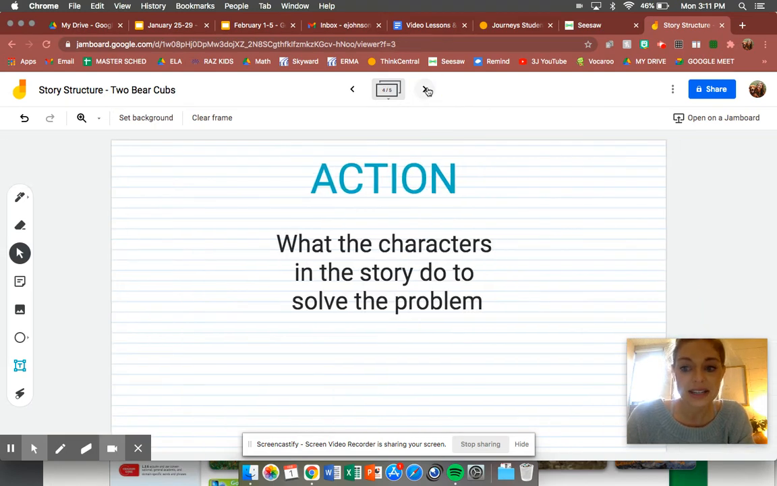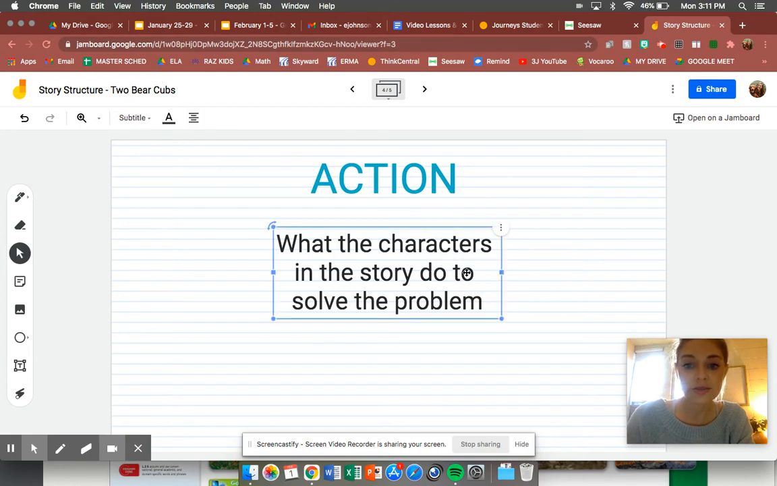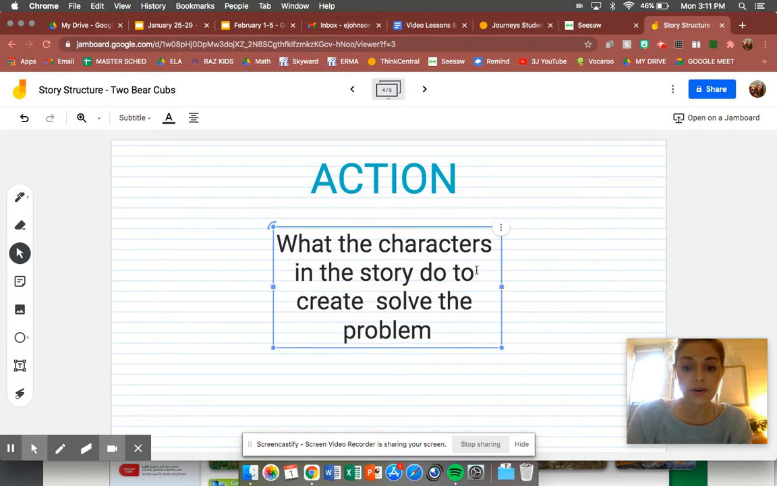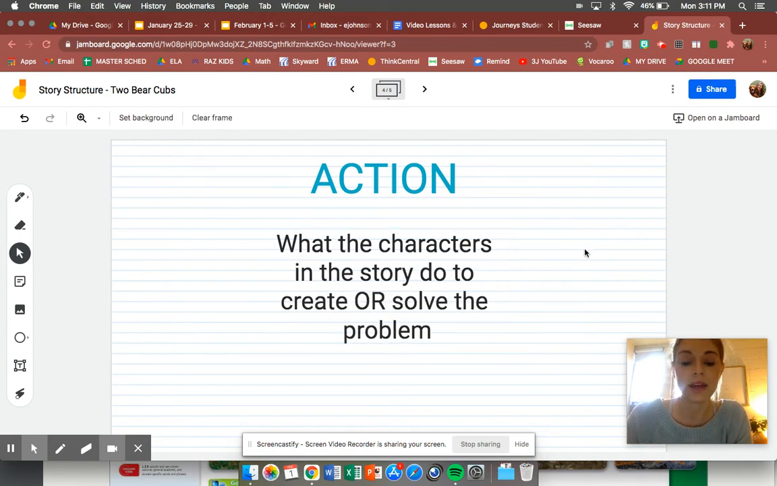And the action is what the characters in the story do to solve the problem in the story, or maybe even what they do to create a problem. So I'm going to change this and say do to create or solve the problem in the story. So we all know that every story has a problem that the characters are trying to solve. So we are going to look at these ones today.